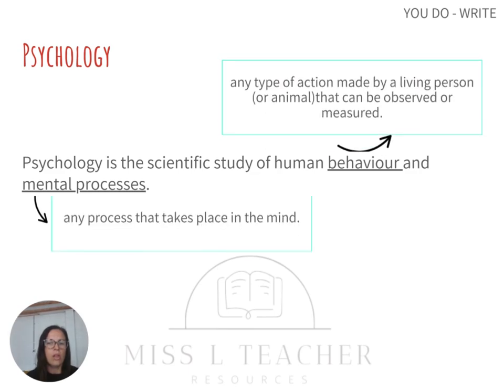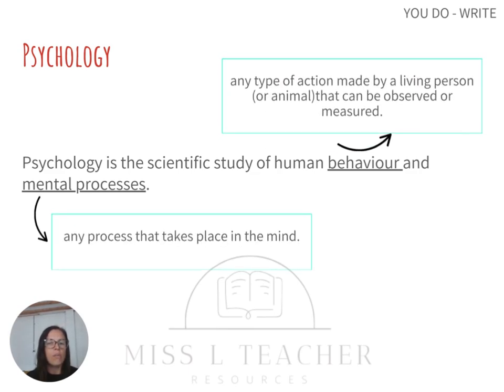Behavior is talking about an action made by a living person or animal, but an action that can be observed, so that's seen, something that you can see, or it can be measured. You have to be able to see it. It usually happens on the outside. If you can't physically see it, then you're able to measure it in some way. We're going to have a look at some examples in a minute.